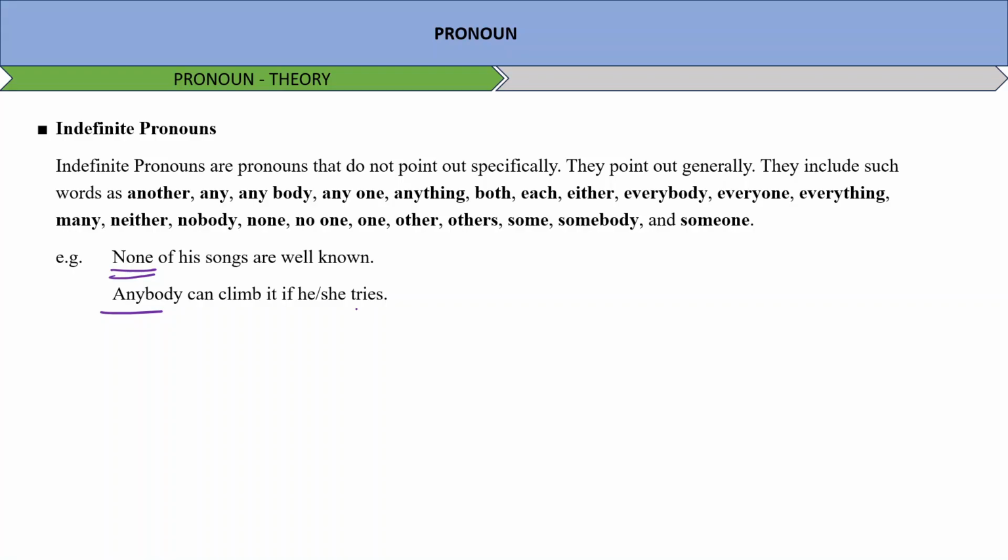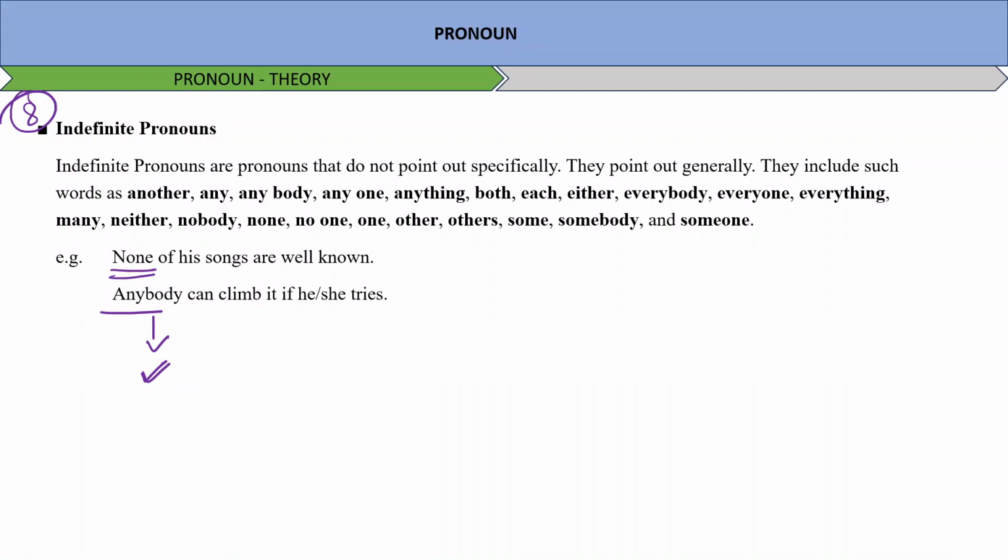Do you know whom you are exactly talking to, or whom you are exactly telling that you can climb if you try? No, we are telling it to everybody, right? Anybody can climb in general. So whenever the subject is unclear, not defined, not definite, uncertain, that particular pronoun is an indefinite pronoun. Okay.